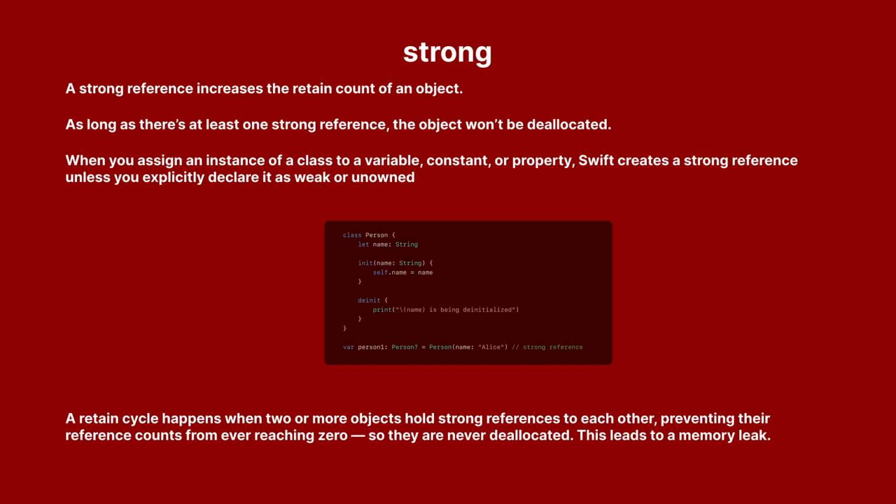A retain cycle occurs when two or more objects hold strong references to each other, preventing their reference counts from ever reaching zero. As a result, these objects are never deallocated, leading to a memory leak.